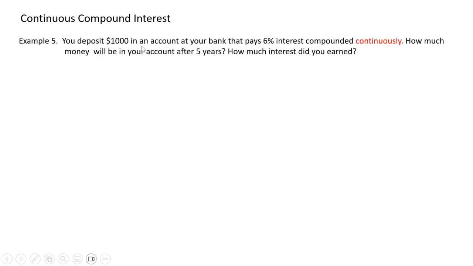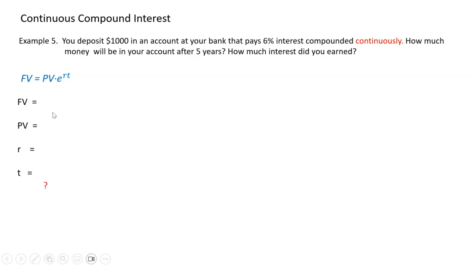Okay, now let's move on. Continuous. Now let's do the continuous compound interest. Let's do the very same problem, but instead of compounded quarterly or annually, it's going to be continuously. That means it's going to be a different formula. So this is the formula that we'll be using.